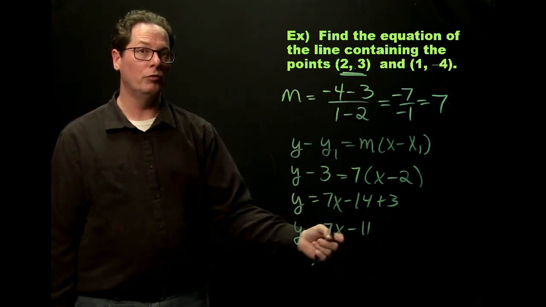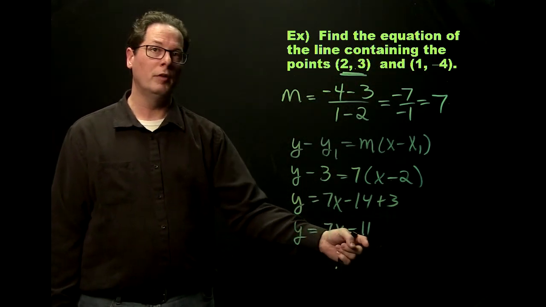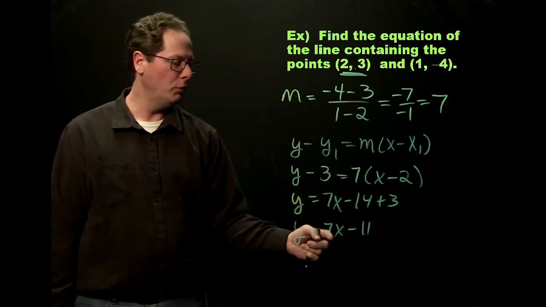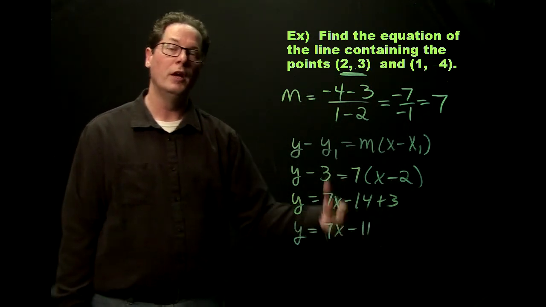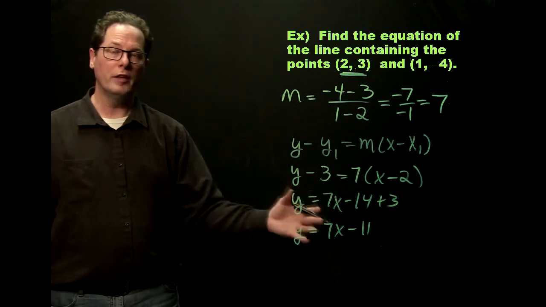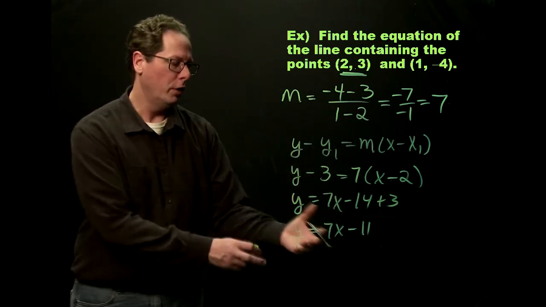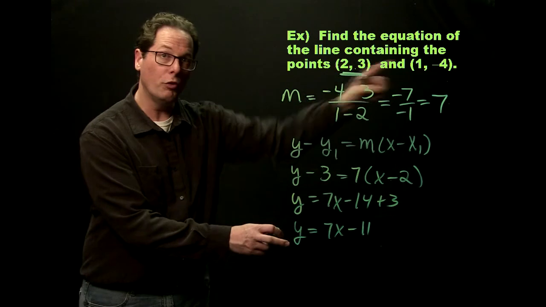You should check these numbers. So if you plug in a 2, you get 14 minus 11, which is in fact 3. If you plug in a 1, you get 7 minus 11, which is a negative 4. So in fact, this is the formula for the function that passes through those 2 points.